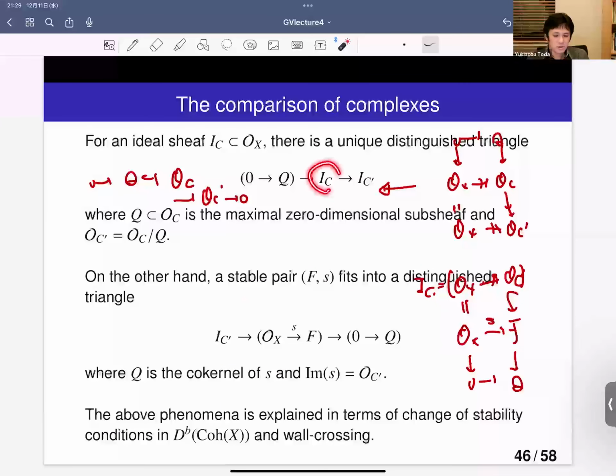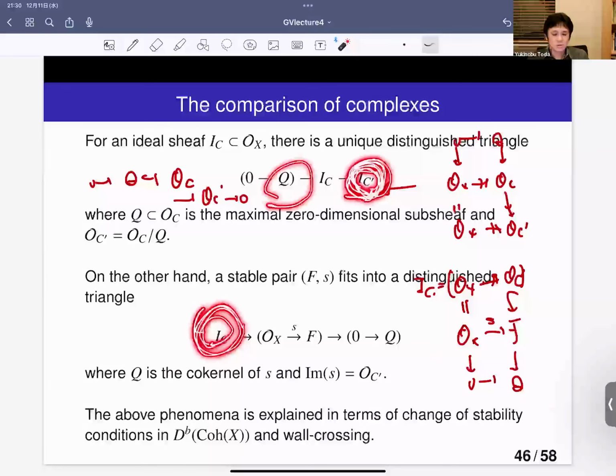The middle one is the ideal sheaf of some subscheme, and this is a stable pair. And C prime is a subscheme such that its structure sheaf is pure. So this is both a stable pair and an ideal sheaf. So this is the point which appears both in the DT and PT theory. And this is something in the cokernel. So this is a zero-dimensional sheaf.